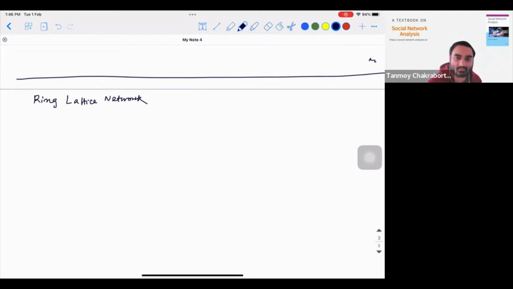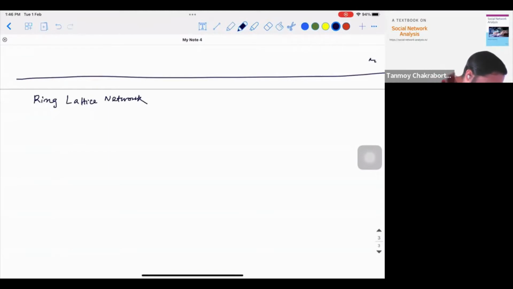Now let's look at the design principle of ring lattice network. What was the design principle of random graph model? In the G(n, p) model, we had n nodes, and we choose a pair of nodes, and then we toss a coin with probability p, we connect them, with probability 1 minus p, we do not connect them, right? That was a very simple idea.